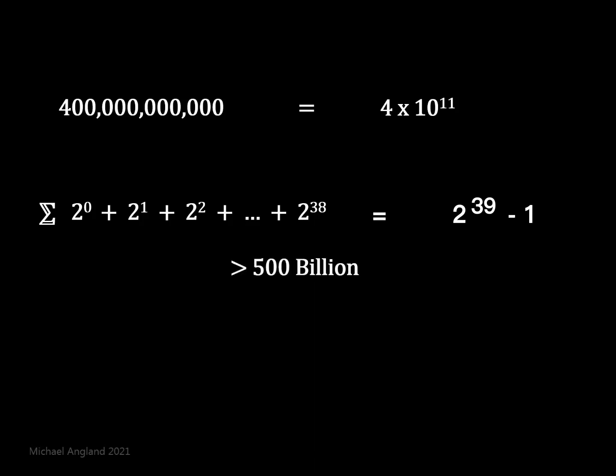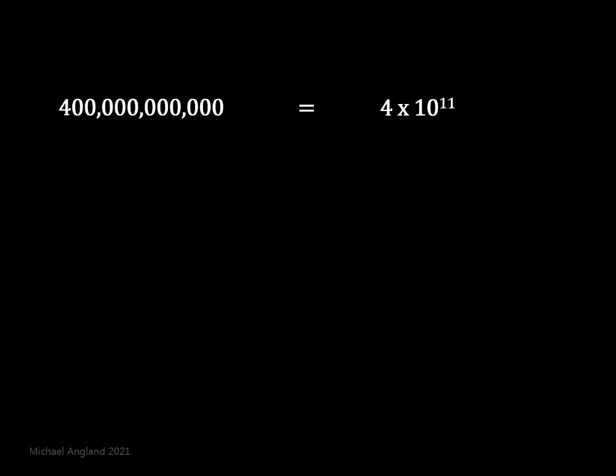So reiterating, when we sum all of the terms up to and including 2 to the power of 38, that's equivalent to 2 times 2 to the 38 minus 1. So we'll get a number which is greater than 500 billion. And that is more than the upper bound that we assumed for the number of stars in the galaxy, being 400 billion. So that index, or that power of 38, is the number of iterations we need in order to populate every star system in the galaxy. That's 38 iterations.